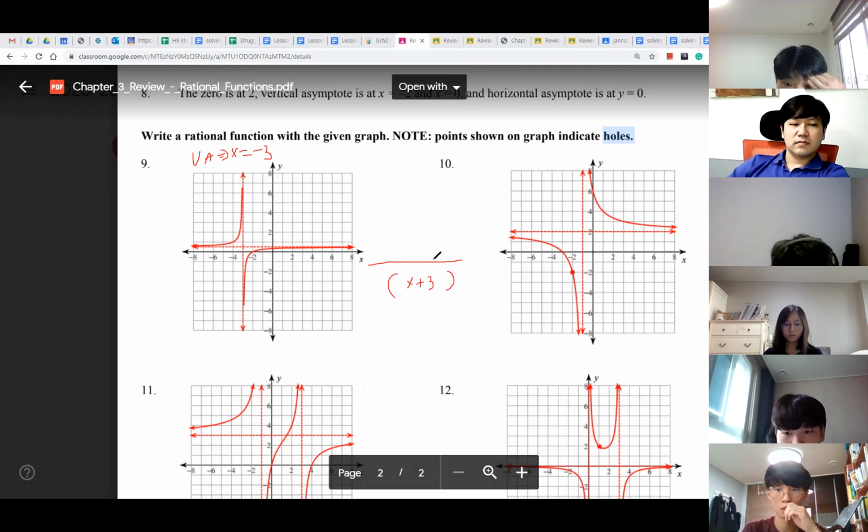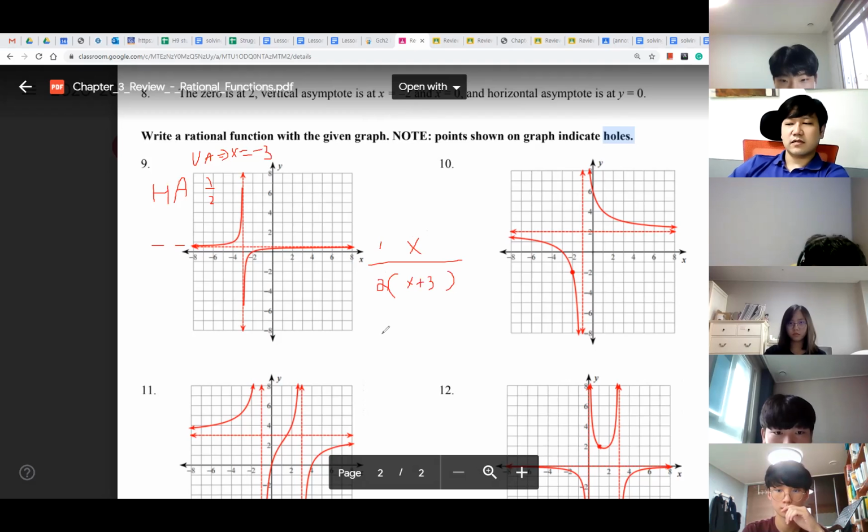All right, Jacob, give me another hint. There's a horizontal asymptote at y equals 1/2. Okay, and then we know that in order to get the horizontal asymptote, the degree of the numerator and denominator should be the same. So we plug x in the numerator, and then we have to add 2 in the denominator. Like this. Okay, good.